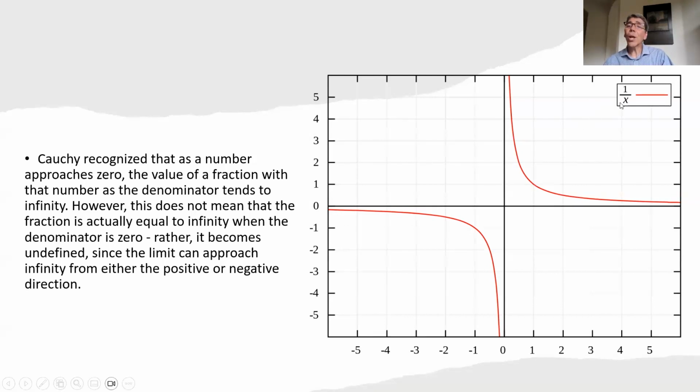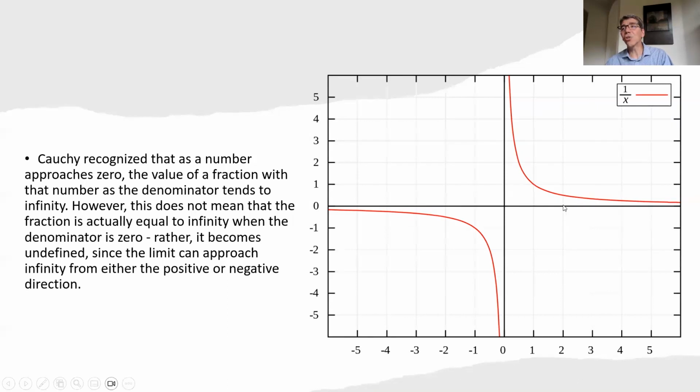What happens if we do 1 divided by 2? What would be the result of 1 divided by 2? So now x is not 1, it is 2. What would be the solution of that?